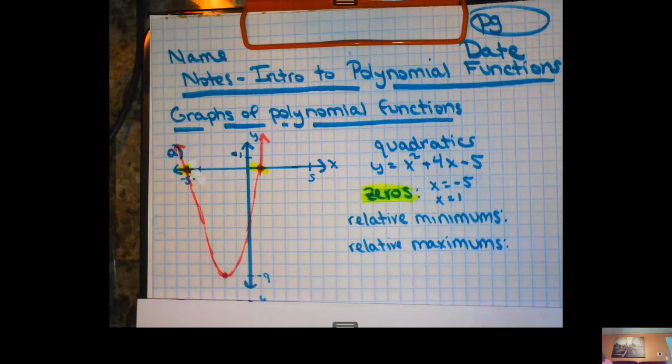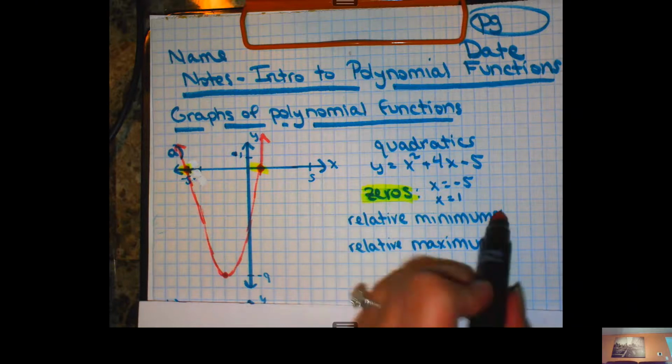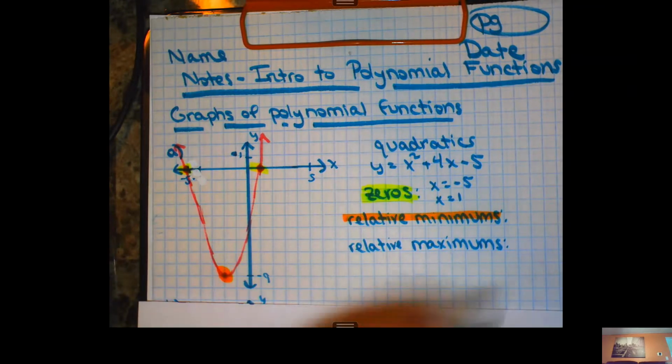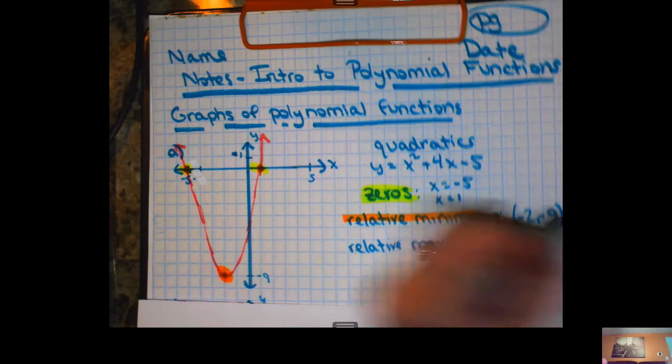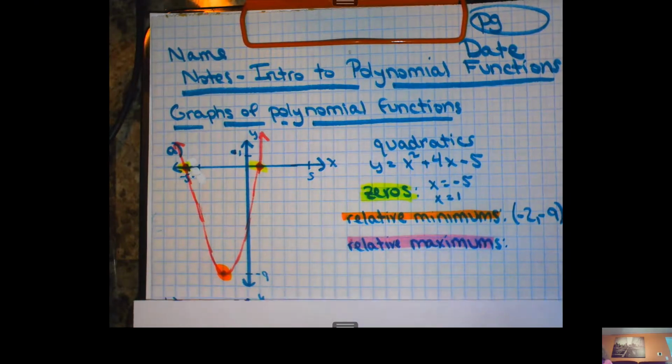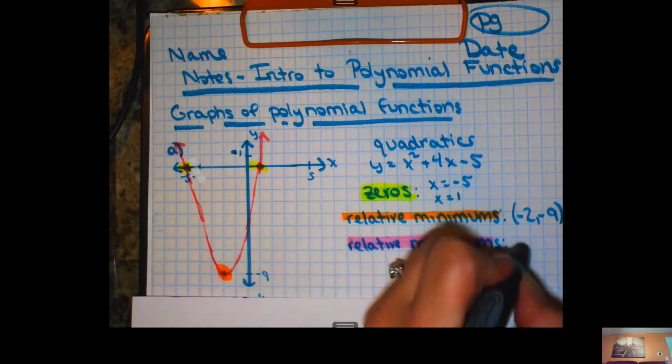My relative minimums would be the lowest point on the graph, kind of like a valley. So I'm going to highlight that in orange, which you don't have to. But my relative minimums, right there. And that coordinate would be -2, -9. So I'm going to write that on the side. Our relative minimum would be our hill where it goes down and then up, so that lowest point. Our relative maximum, I'm going to highlight that in pink. That would be our highest point of the graph. Well, with a parabola, a quadratic, it goes on forever, so there is no relative maximum. So we're just going to write none.